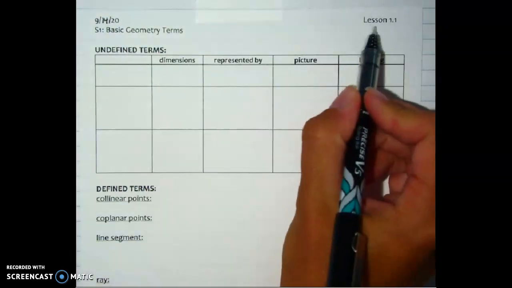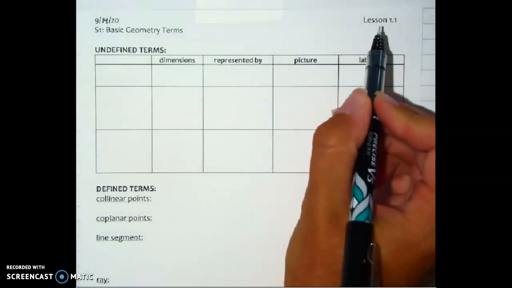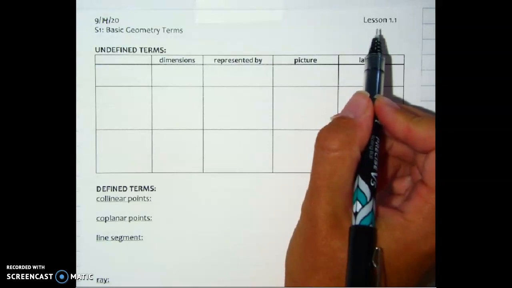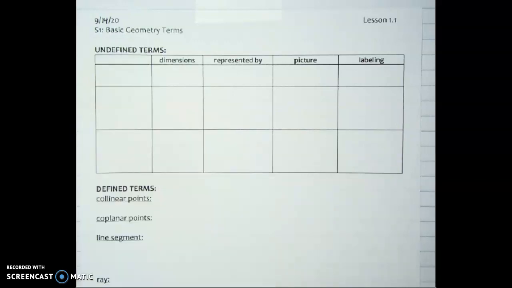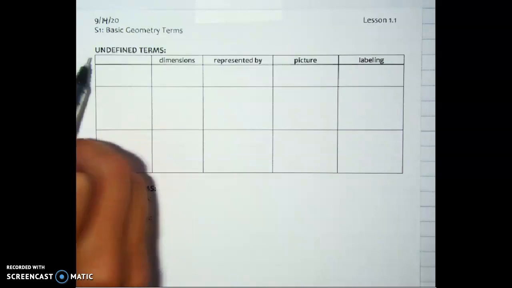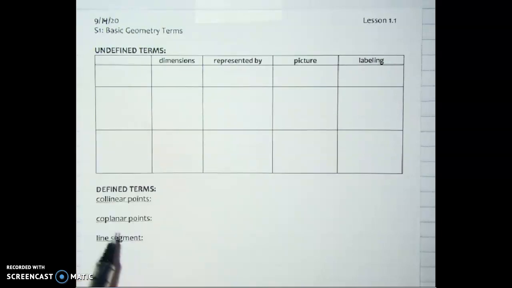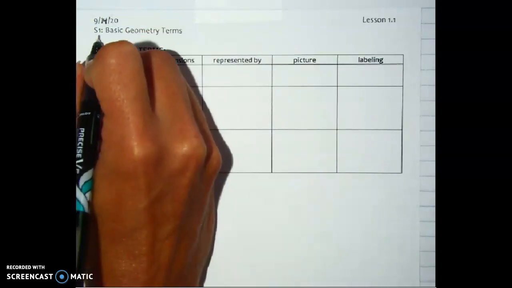We'll always write what section of the textbook this lesson is found in, so when we have questions on it, we know where to look in our resources. And then standard 1, the basics of geometry terms. That is what we're working on. We're going to do these notes in 2 halves. The first half is the undefined terms, and the second half is the defined terms. I forgot one thing with our notes. The other thing I always do is I put the title. This is standard 1, and we saw that it's called the basics of geometry terms.